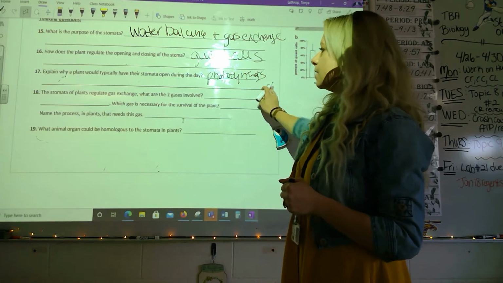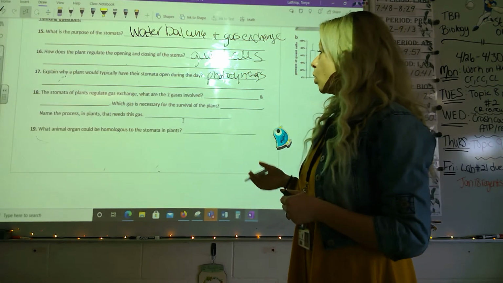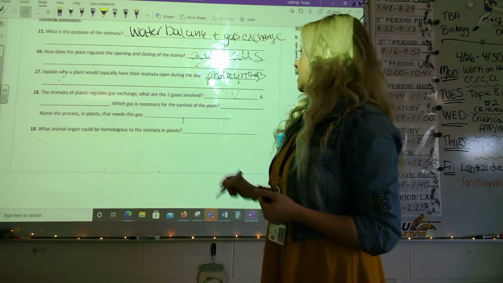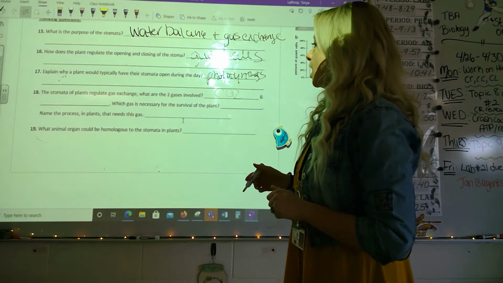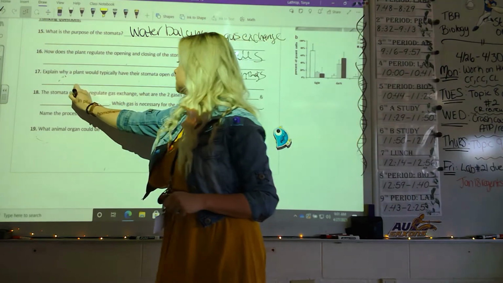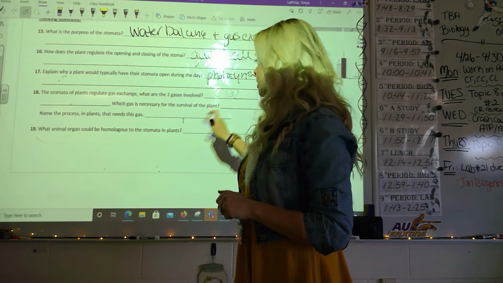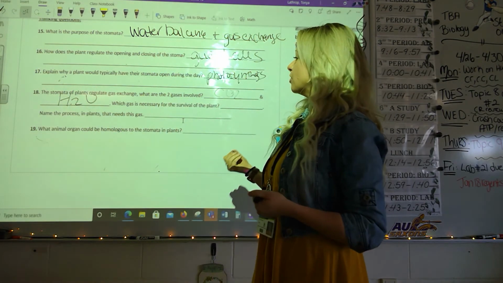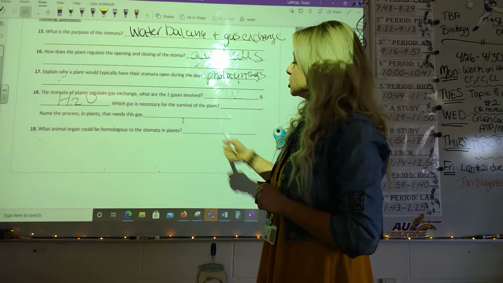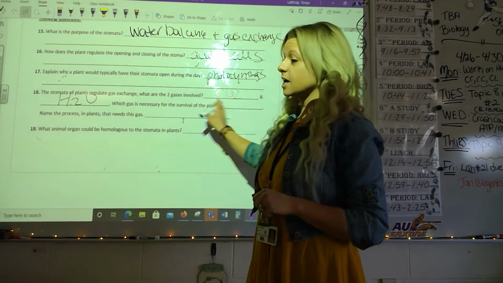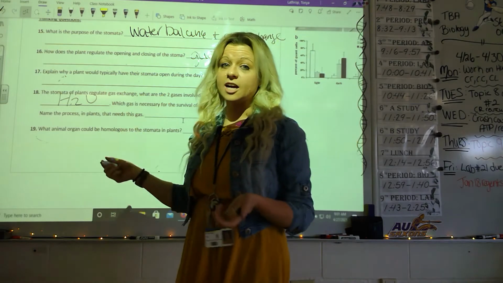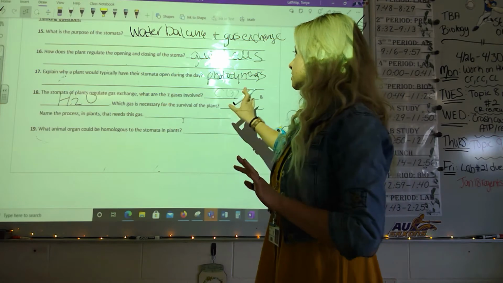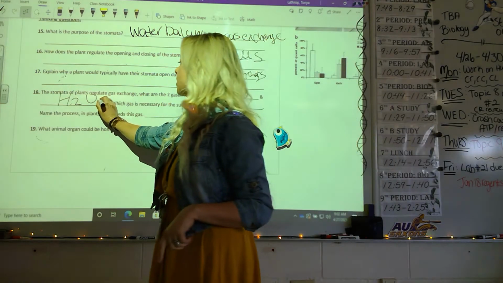The stomata of plants regulate gas exchange. What are the 2 gases? So again, they take in carbon dioxide, and the other gas is oxygen. I'm sorry, the other gas would be water. Which gas is necessary for the survival? What are these 2 gases? Carbon dioxide, water. You can also say oxygen too, because they do release some oxygen, but for the most part, it is carbon dioxide and water in the form of gas.